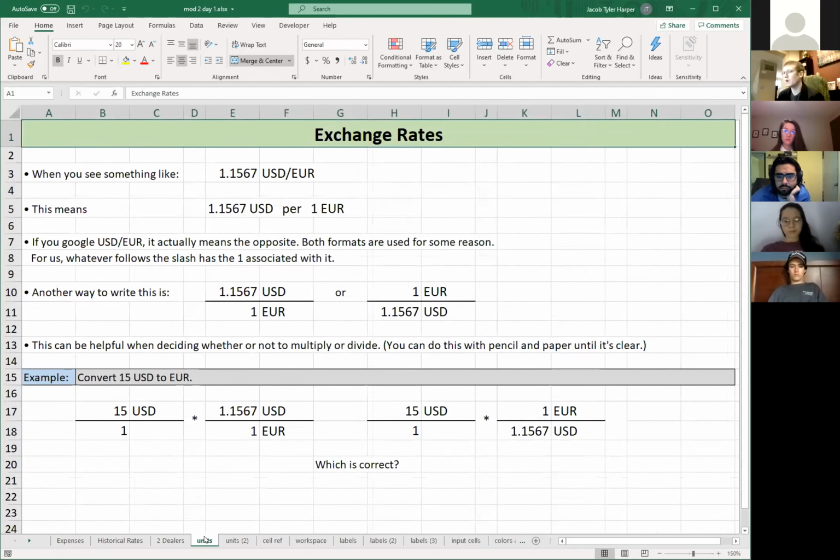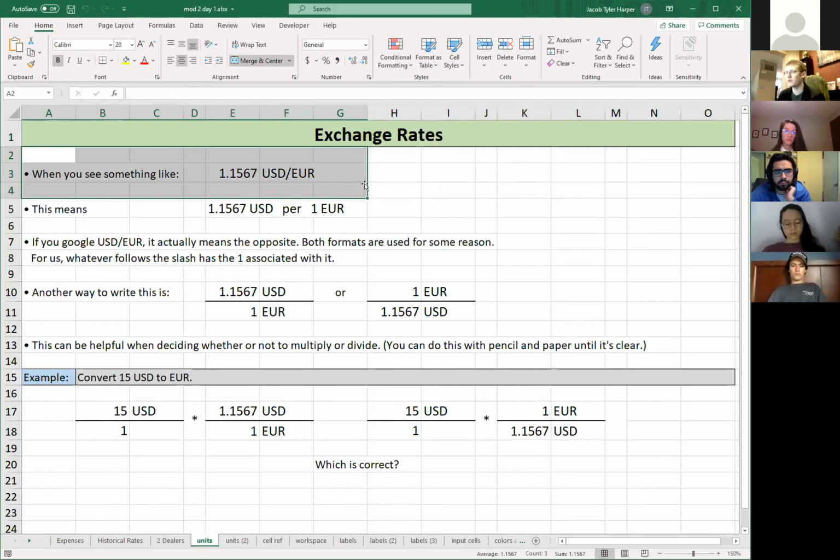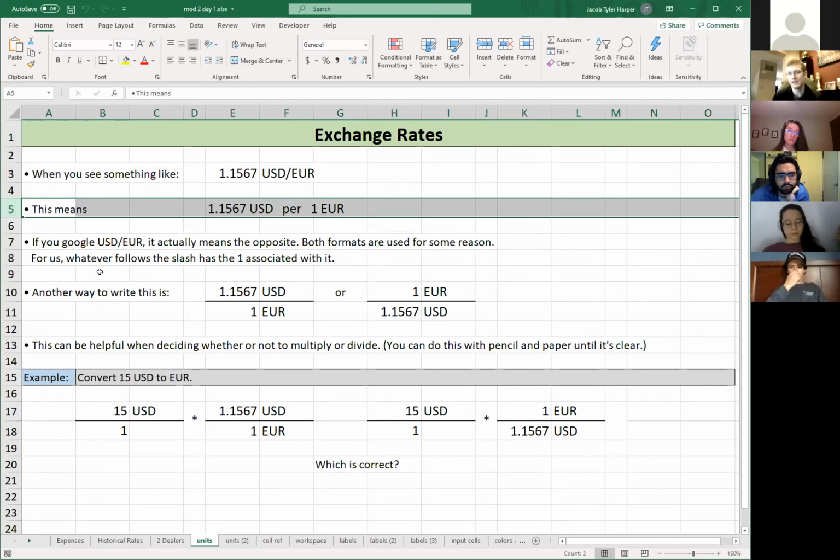So, oh, before I do that, let's talk about exchange rates. Sometimes I'll go over the part 0 stuff, but not always. Here's a few tips to think about when you're thinking about these unit conversions. First of all, I want to talk about how to read something like this. So when you see something like 1.1567 USD/EUR, how we are going to read that is as follows. We're going to read that as 1.1567, the first unit, USD, per 1 EUR.